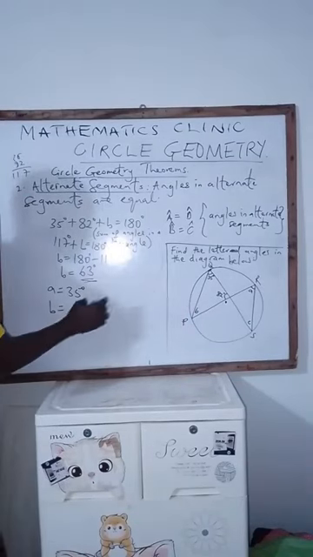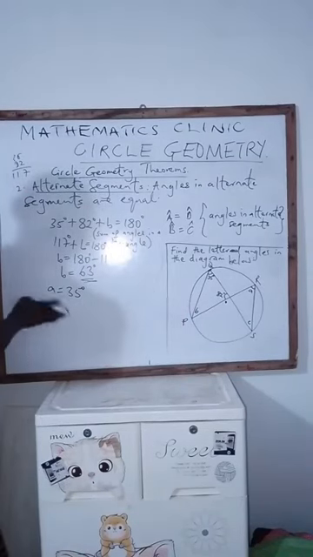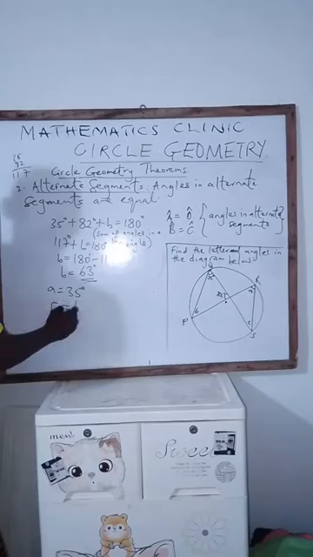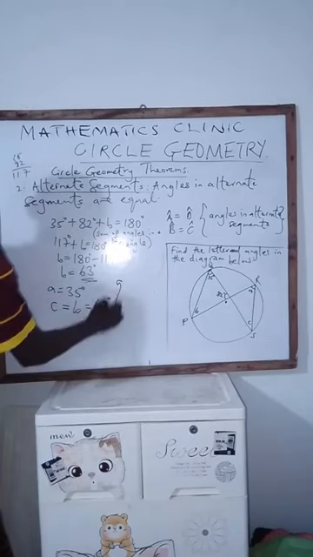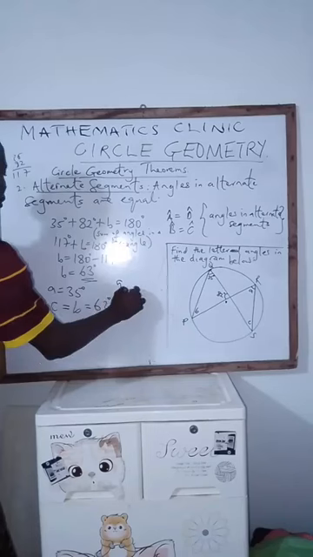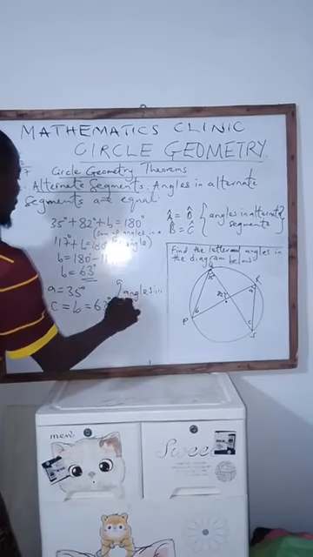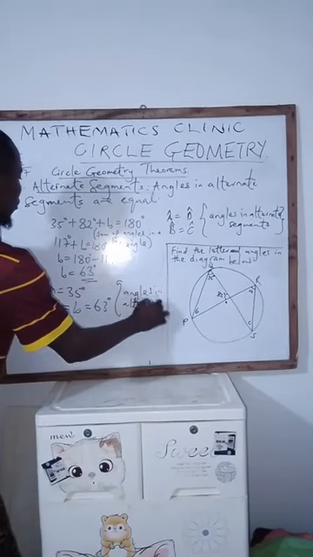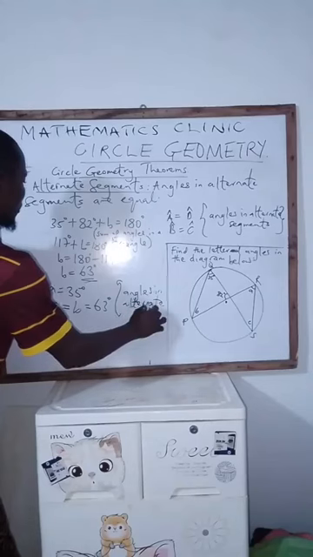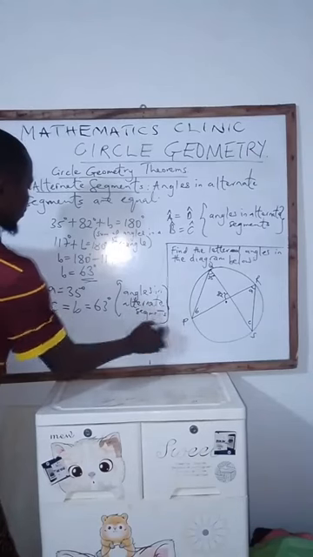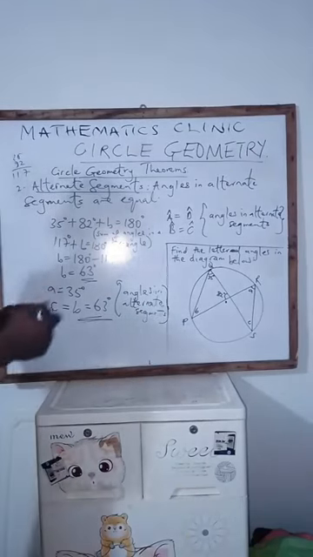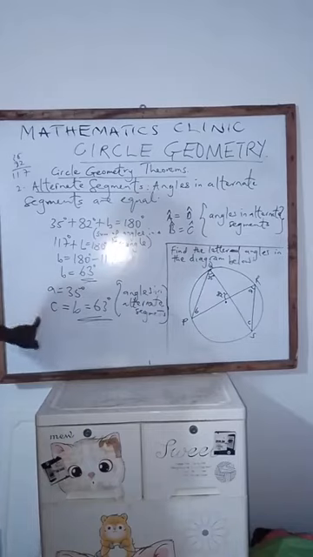Likewise, C is equal to B. What is B? 63 degrees. Why? They are angles in alternate segments. That's all in that triangle. We have found A, we have found B, we have found C.